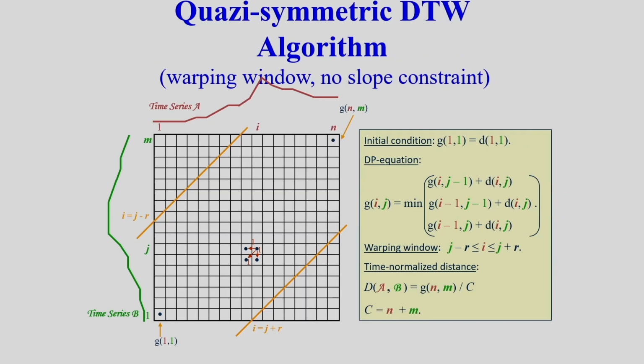And also we can consider the quasi-symmetric DTW algorithm. The concept is very similar, but the initial condition is this: Z11 is equal to D11. And we can consider the dynamic programming equations like this, Gij. So this is from the dynamic programming equations, and we can consider the warping window, and we can determine the time normalized distance. So for DTW, one is the symmetric, one is the asymmetric, and one is the quasi-symmetric DTW we can consider.